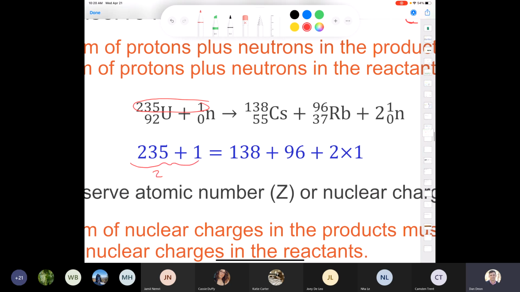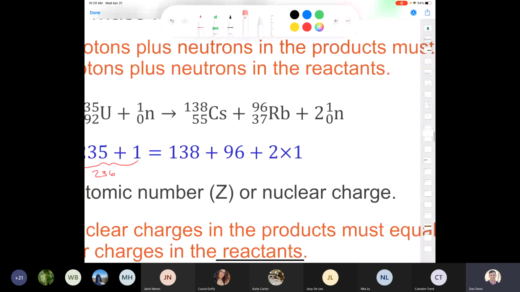Okay, over here we have 236. So that means the sum of all the mass numbers of my products, 138 plus 96 plus 2 times 1 (the 2 is a coefficient) for the 2 neutrons. So 138 plus 96 plus 2. Put it in your calculator: 138 plus 98, and you end up with 236. And so we have to conserve the mass number.